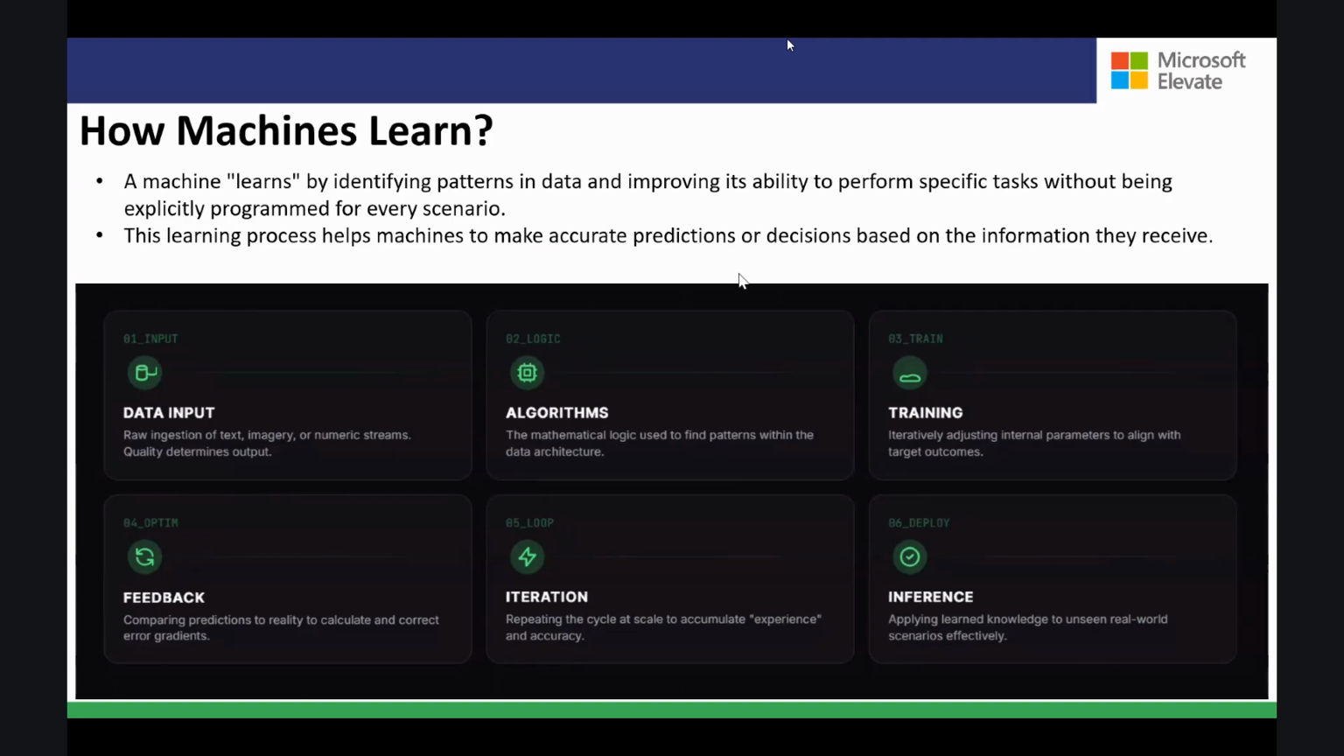Okay, so this is how machine learning works, and this is exactly what explicitly programming means. I hope you have understood, Asif. So this is how a machine learns. It takes the input, understands it, trains on it, then we give the feedback.